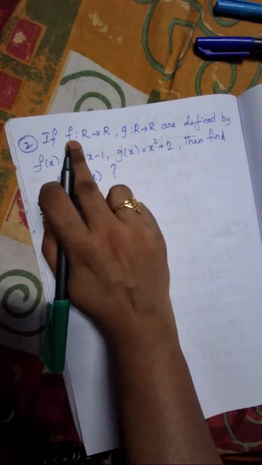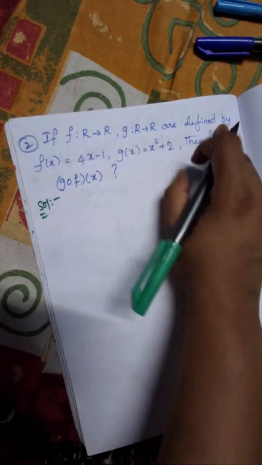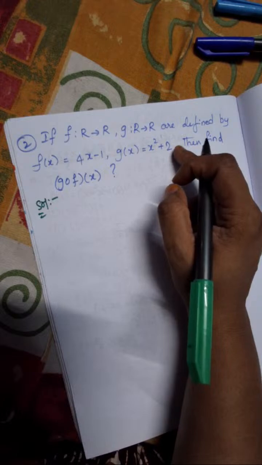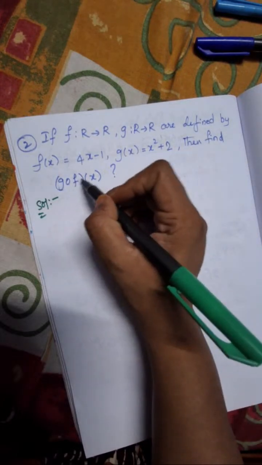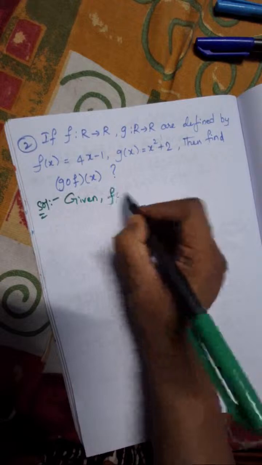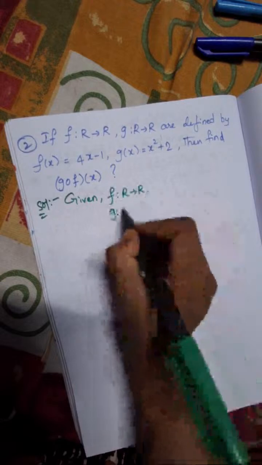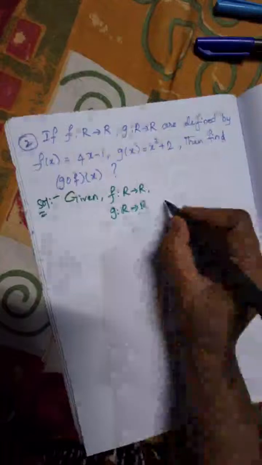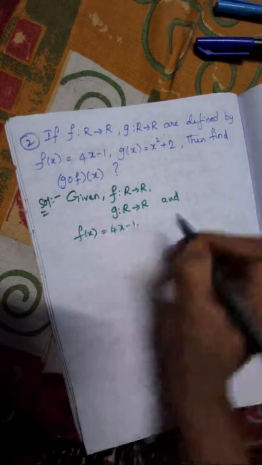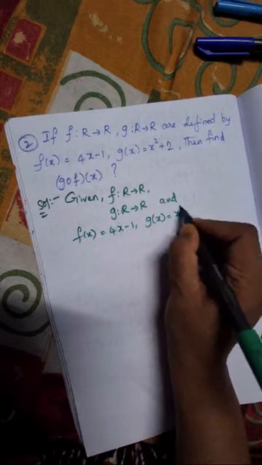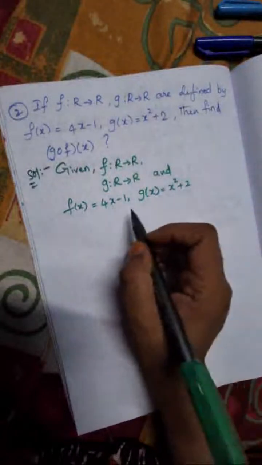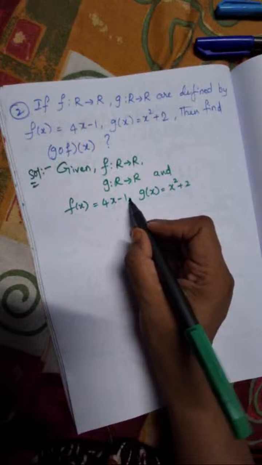f is a mapping from R to R and g is a mapping from R to R, defined by f of x equals 4x minus 1 and g of x equals x square plus 2. Now we have to solve g circle f of x. So first, in the solution, we write what is given: f is from R to R, g is from R to R, bijective functions, and f of x equals 4x minus 1, children, and g of x equals x square plus 2. Watch completely, children, so that you can understand easily, and you can do every problem using these problems.